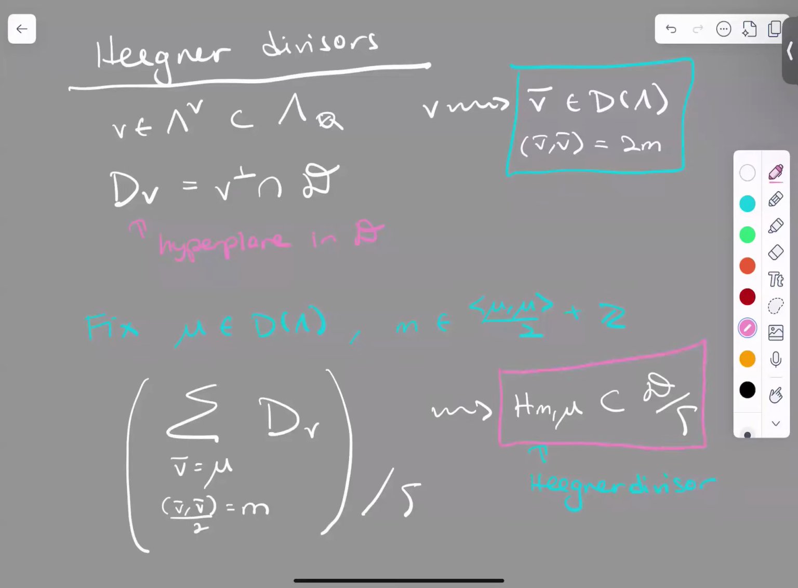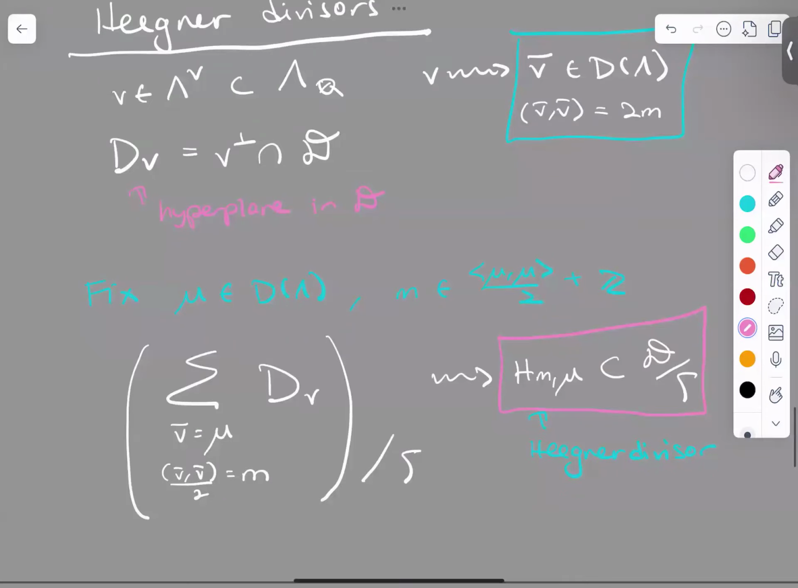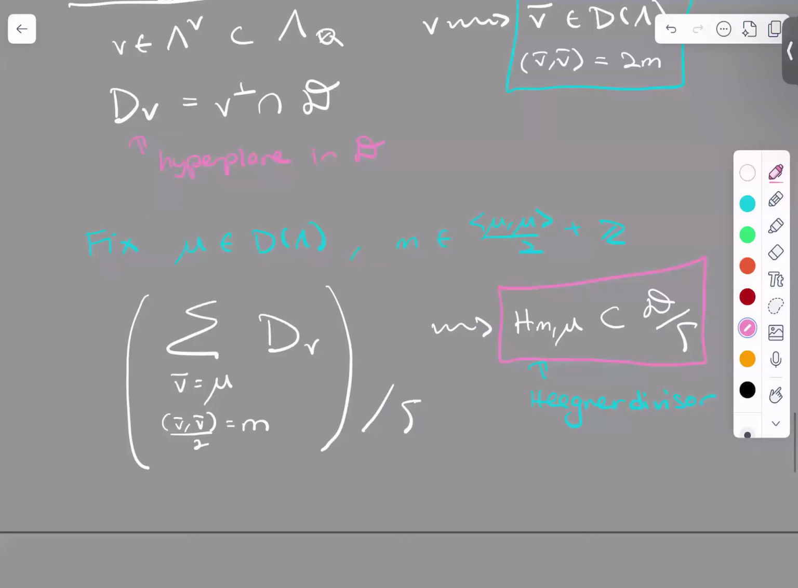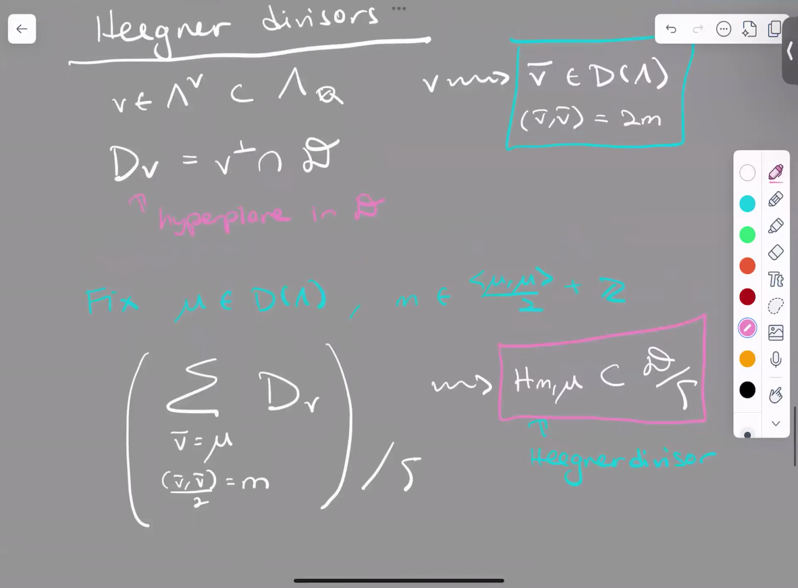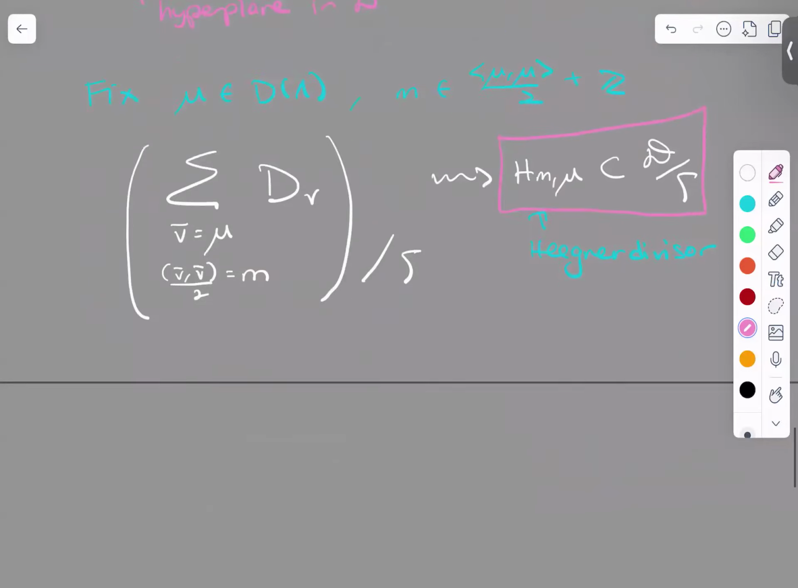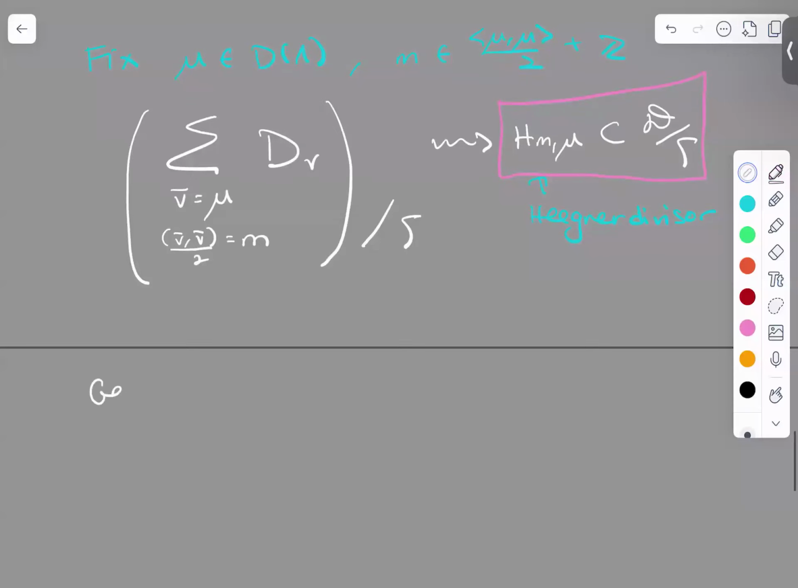Okay. So this is just a natural way to produce lots of divisors on these orthogonal modular varieties just via this lattice theoretic data. And I should add that in general, these divisors are not reduced or irreducible, but okay. So this construction that I've given is purely lattice theoretic, but we can also view these Heegner divisors very geometrically as well. So the geometric interpretation is the following.